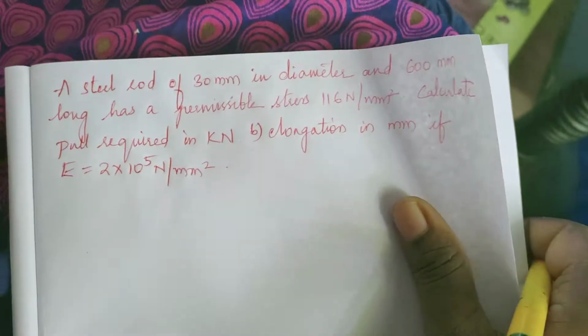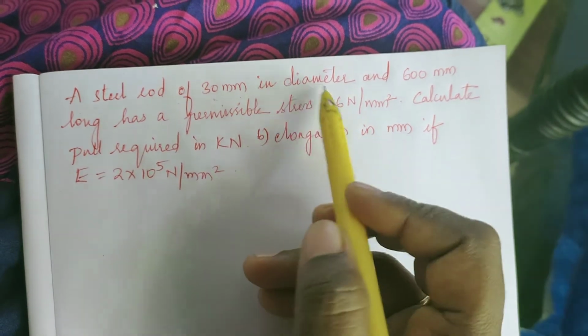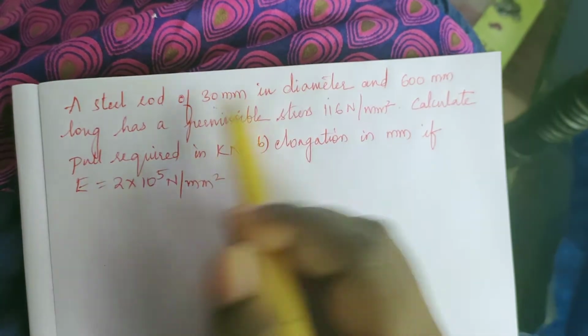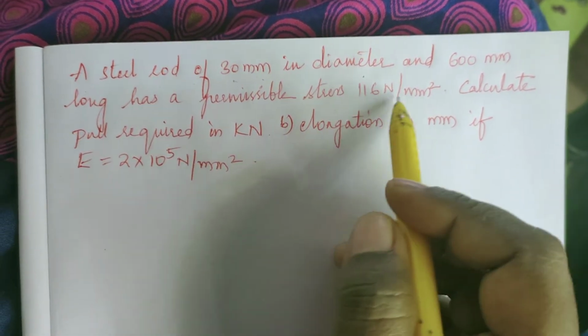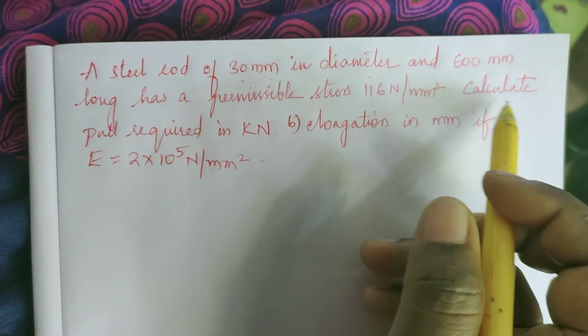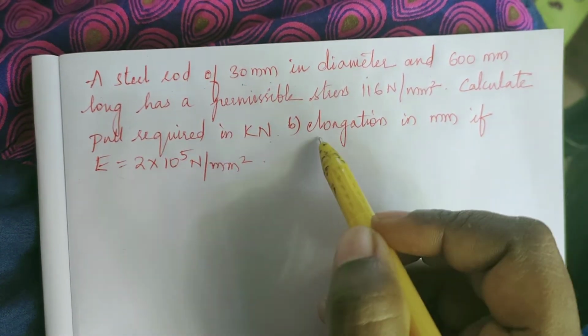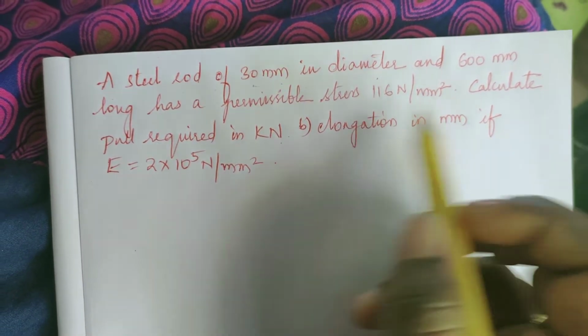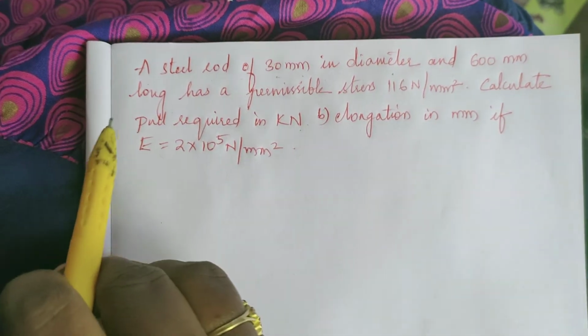So today's problem: a steel rod of 30 mm in diameter and 600 mm long has a permissible stress of 160 Newton per mm square. Calculate the pull required in kilonewtons and the elongation in mm if E is equal to 2 into 10 to the power of 5 Newton per mm square.